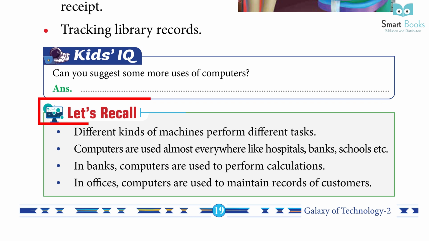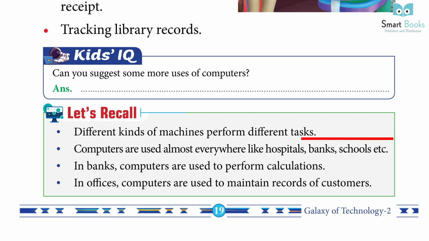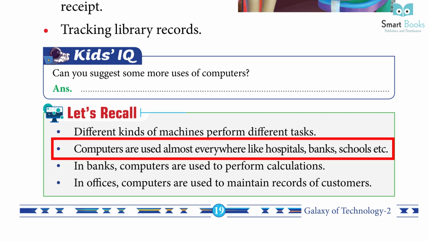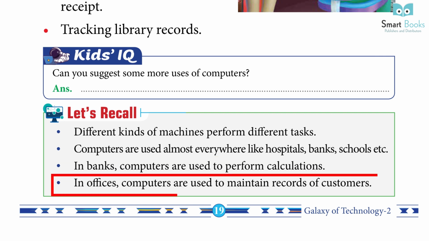Let's recall. Different kinds of machines perform different tasks. Computers are used almost everywhere like hospitals, banks, schools, etc. In banks, computers are used to perform calculations. In offices, computers are used to maintain records of customers.